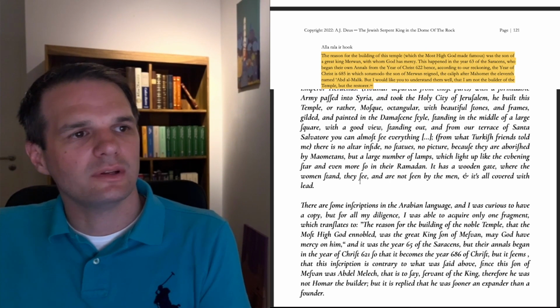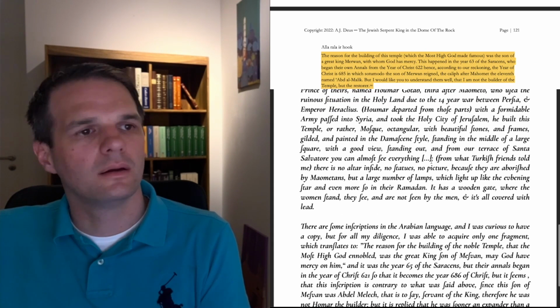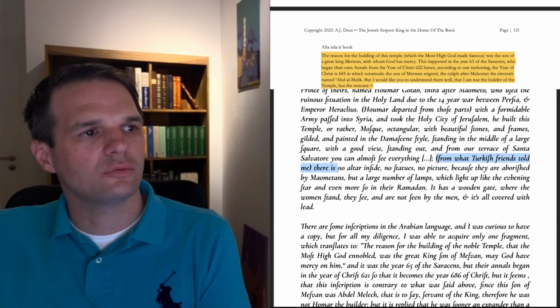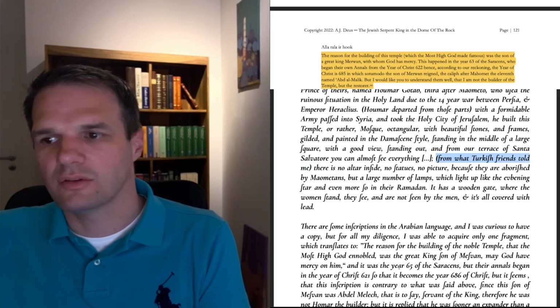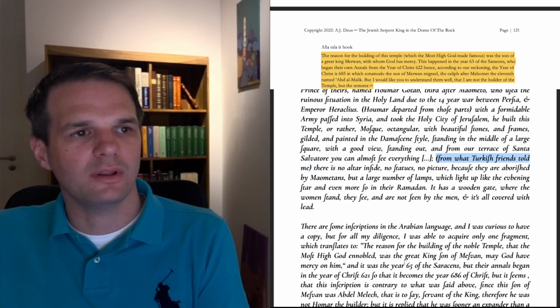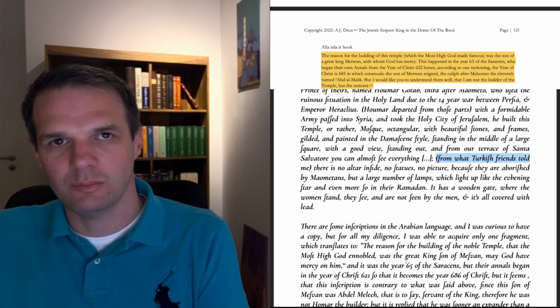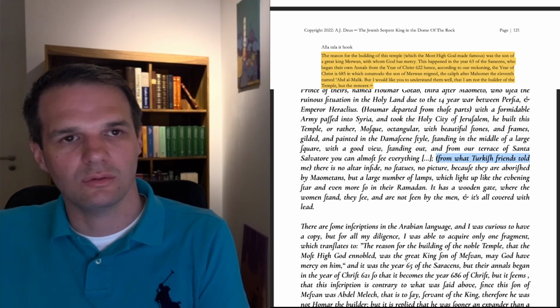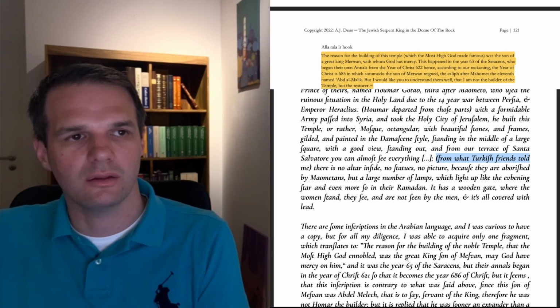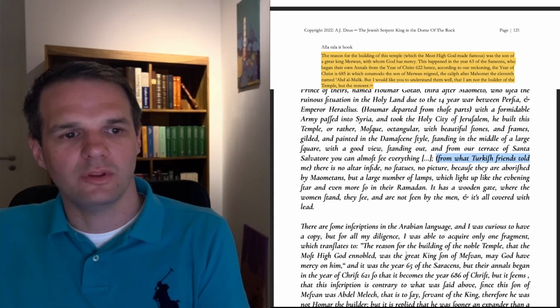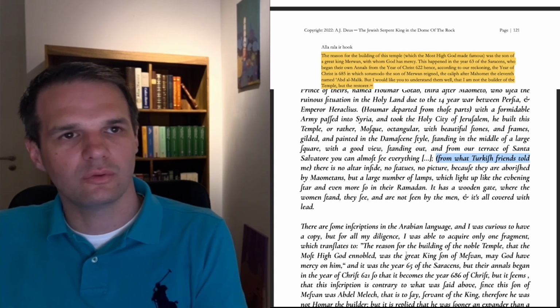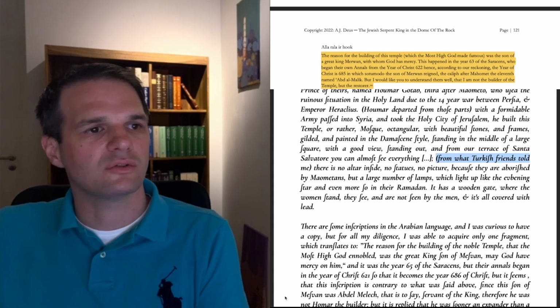But more importantly, he has to rely on Turkish friends here to tell him anything about the inside. Why? Because he can't get inside because he's Christian, and Christians couldn't get into the dome. So he is not an eyewitness either. So from our eyewitness from the 18th century, we've now moved to a non-eyewitness in the 17th century.